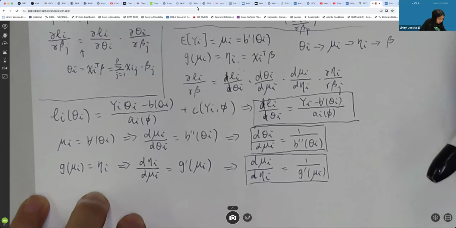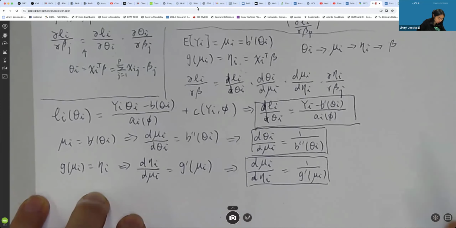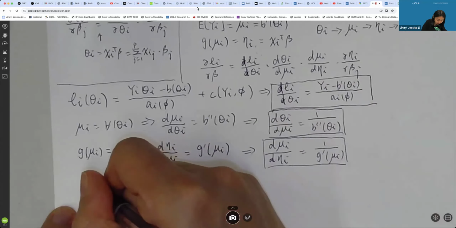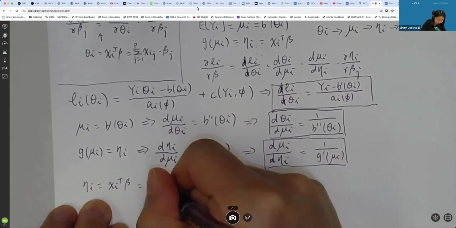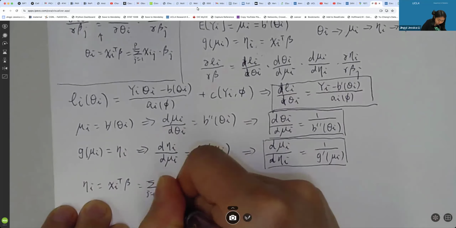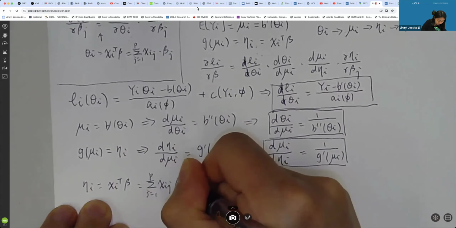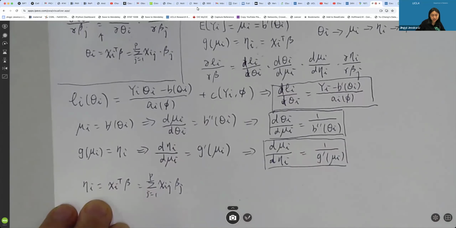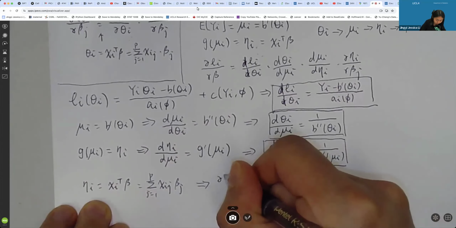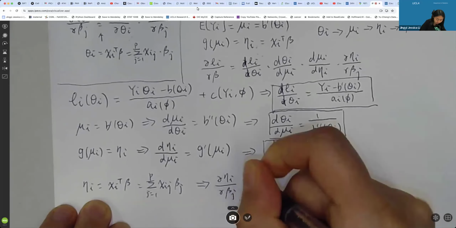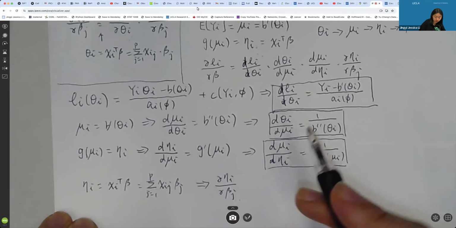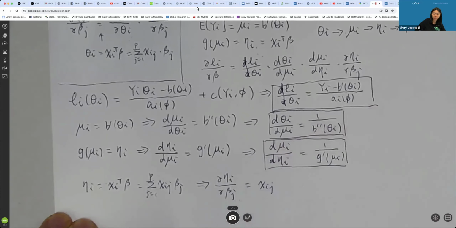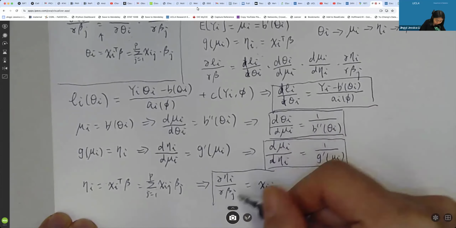Okay, we have three terms. Finally, the last term is actually easy. The last term will be based on the fact that eta i is defined as the linear predictor xi transpose beta, and as I said, it can be expressed as the sum over j from 1 to p, xij beta j. So if we extract in this way, then partial eta i, partial beta j, because beta j is a scalar and beta is a vector, gives me just xij. So that's the last term I need.